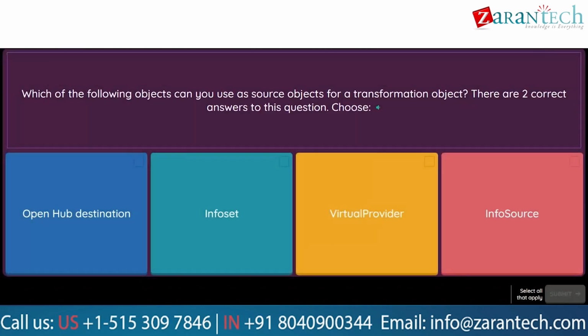Question: which of the following objects can you use as source objects for a transformation object? There are 2 correct answers to this question. Choose. Option 1, Open Hub Destination. Option 2, InfoSet. Option 3, VirtualProvider. Option 4, InfoSource.